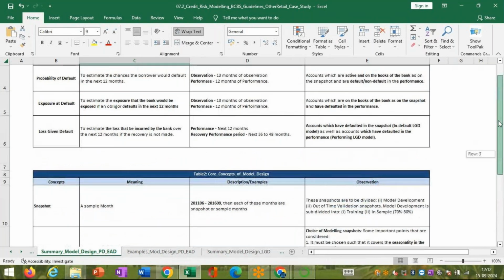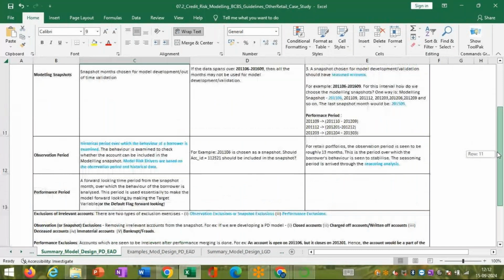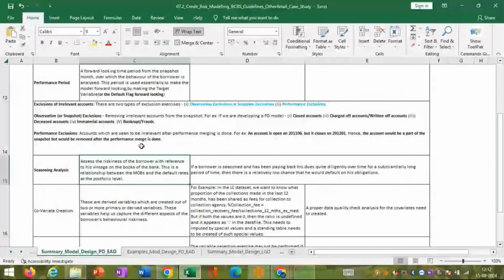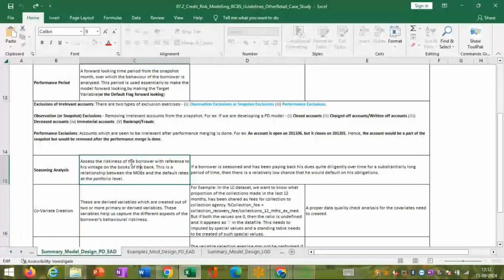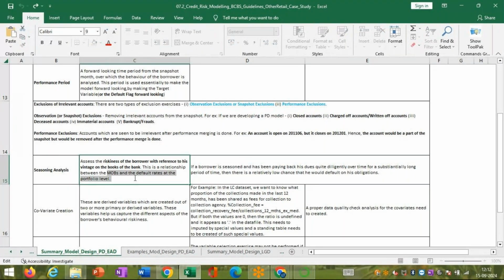In the discussion that we had yesterday, we ended with the meaning of seasoning analysis, right? The meaning of seasoning analysis is to assess the riskiness of the borrower with reference to his vintage on the books of the bank. It is a relationship between the months on books and the default rates at a portfolio level.